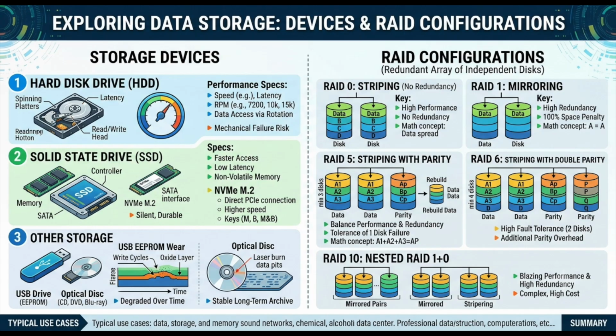Optical discs don't trap electrons in degrading oxide layers. A laser physically burns microscopic pits and lands into a dye or metal layer on the disc. Oh, right. So as long as you keep a Blu-ray in a cool, dark, dry place so the materials don't warp, those physical bumps aren't going to suddenly leak electrons. Exactly. Optical media trades raw speed and convenience for chemical and physical stability. Yeah. They are incredibly reliable for long-term archiving.